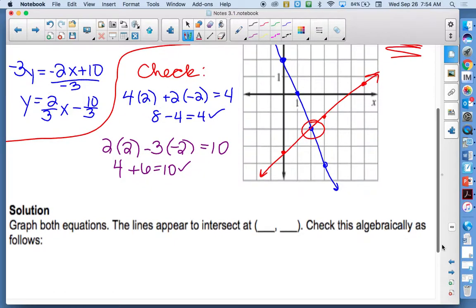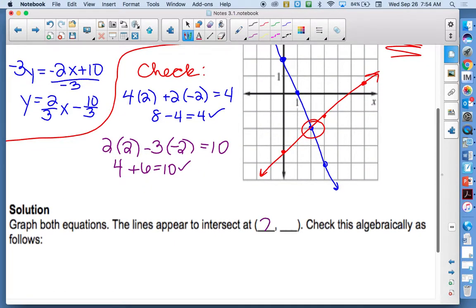So underneath, we graph both equations. The solution appears to intersect at (2, 2). And of course, underneath there, I could have shown the check stuff as well.